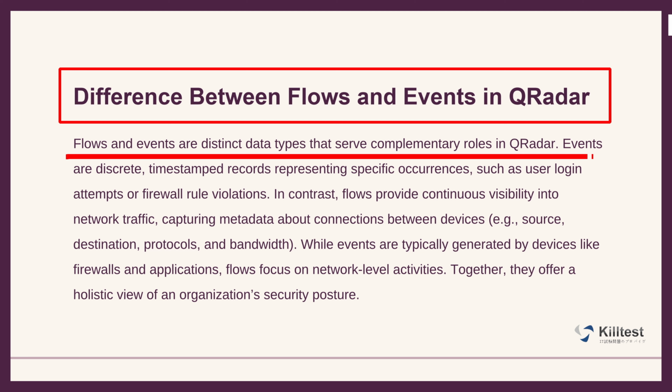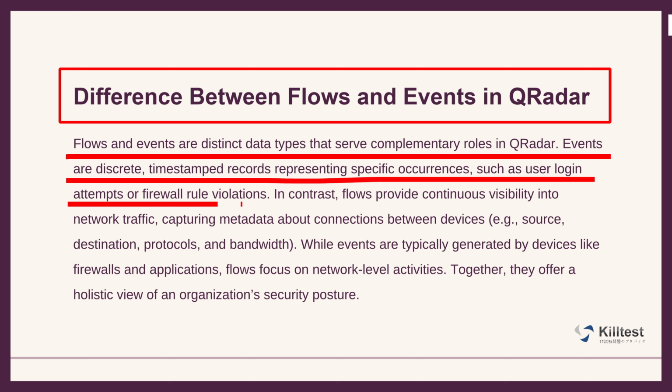Events are specific actions, like a user login or a failed password attempt, while flows track ongoing network activity, such as data being transferred between devices. Events focus on single occurrences, whereas flows provide a continuous view of network behavior, giving broader visibility into network traffic.